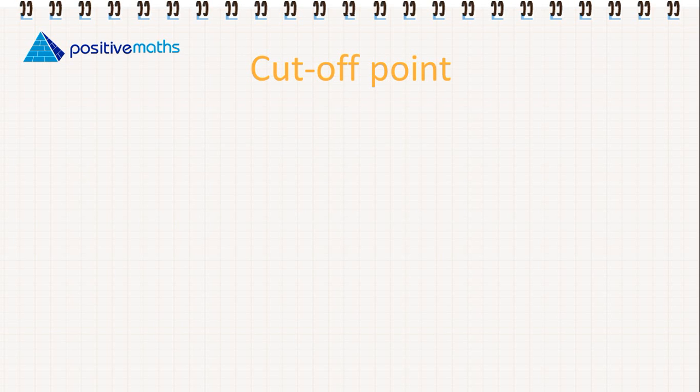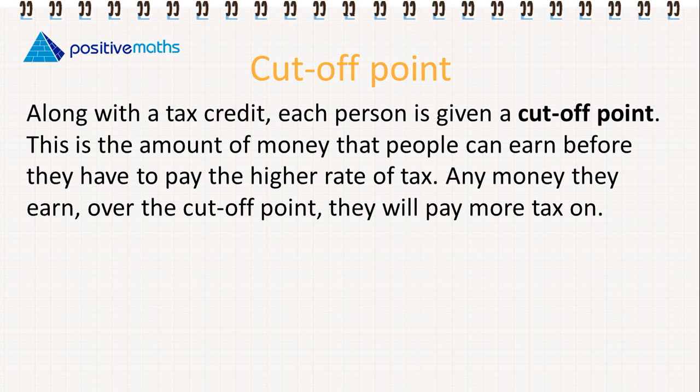So let's learn about the cutoff point. Along with the tax credit, each person is given a cutoff point. This is the amount of money that people can earn before they have to pay the higher rate of tax. Any money they earn over the cutoff point, they will have to pay more tax on. So this really has to do with the standard rate and the higher rate of tax.